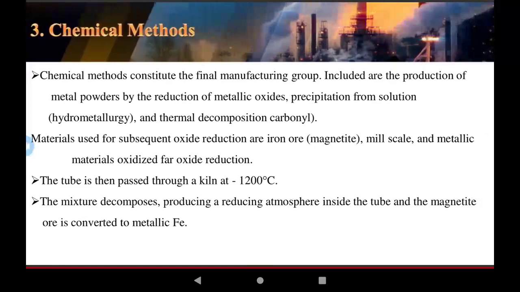The sum of the chemical reaction is very powerful. The tube is heated and the spray passes through it, cycling at a temperature of 1200 degrees Celsius, required for the chemical reaction making the powder. Ferrous and non-ferrous metals are mixed for decomposition and the reducing atmosphere inside the tube is required for the magnetite to be converted into metallic iron, Fe.